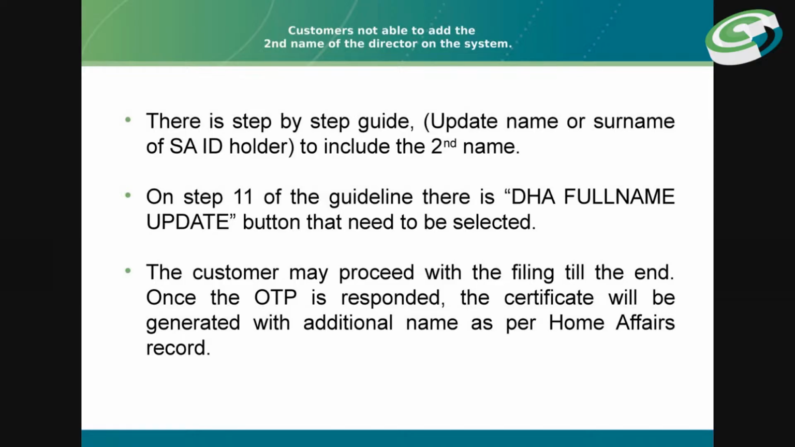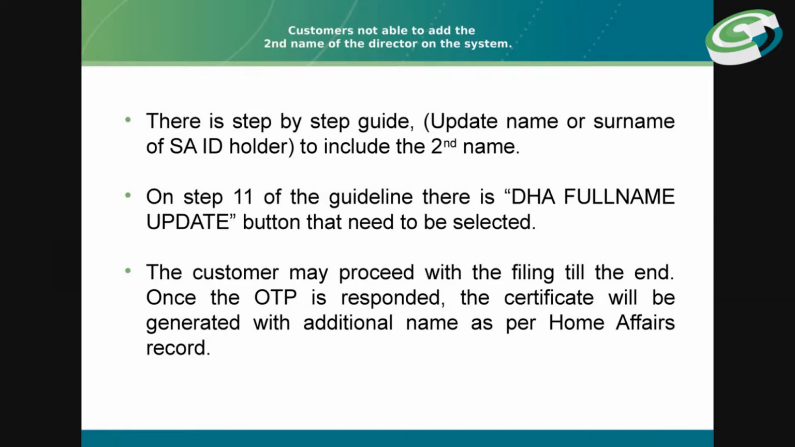So on the step-by-step guide, you will see on step number 11, there will be a DHA full name update. You need to select that button, because that button will now retrieve information from the record of Home Affairs to show that instead of one name, the person has got 3 names. Then it will pull out the information from Home Affairs, and that information will now appear on the certificate.